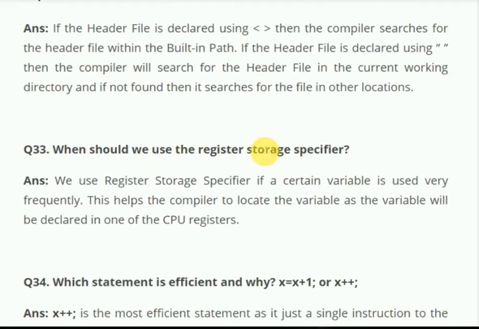When should we use the register storage specifier? We use the register storage specifier if a certain variable is used very frequently. This helps the compiler to locate the variable, as the variable will be declared in one of the CPU registers. So we can use registers if a single variable is used many times or too many operations are being done on it.